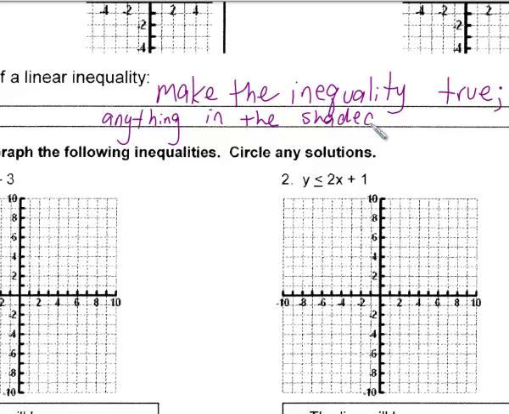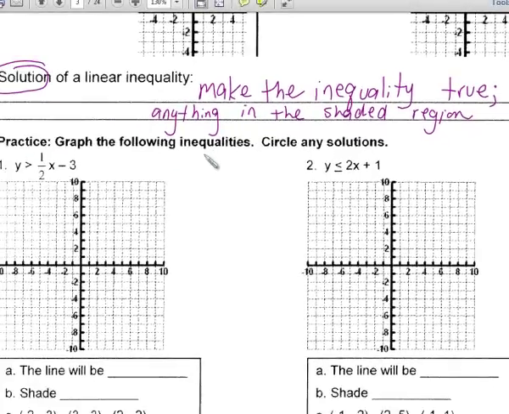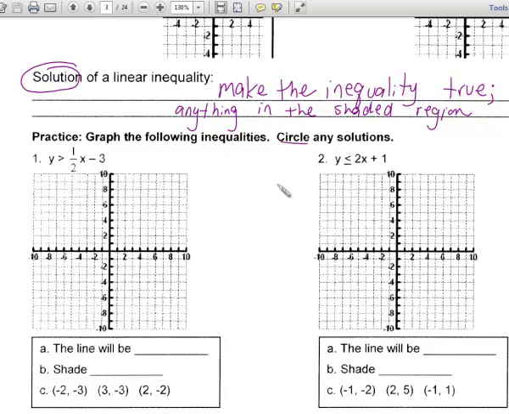So anything in the shaded region. Alright, so with that in mind, let's take a look down here. Graph the following inequalities, circle any solutions.